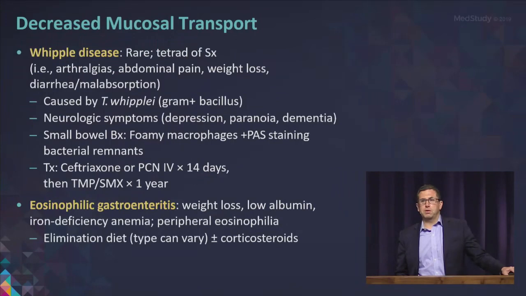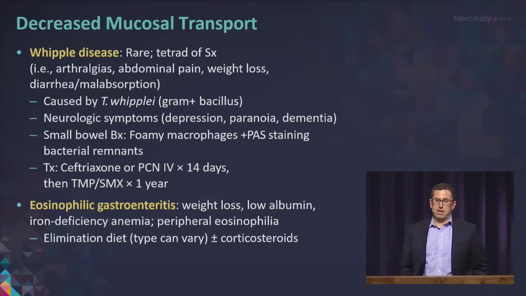Decreased mucosal transport is also associated with Whipple's disease, which is actually a pretty rare disease, but it's associated with a tetrad of symptoms, including joint pain, abdominal pain, weight loss, and diarrhea with malabsorption. It's caused by T. whipplei, which is a gram-positive bacillus, and it is associated with neurologic symptoms, including dementia and paranoia, and biopsies will classically show foamy macrophages with positive PAS staining of the bacterial remnants.